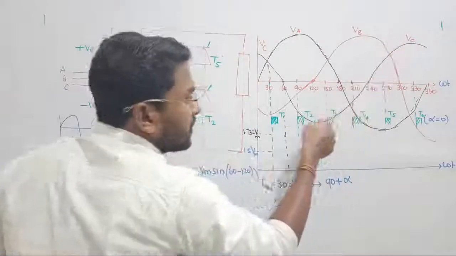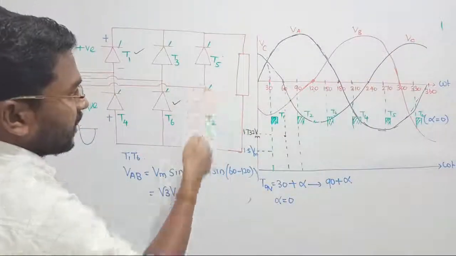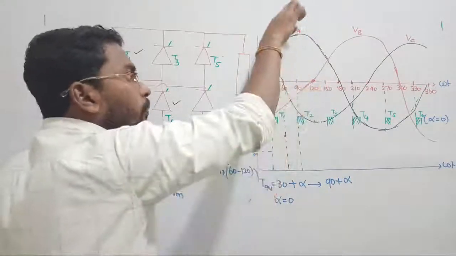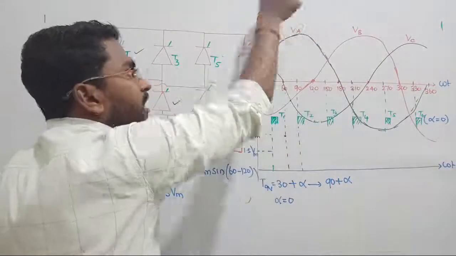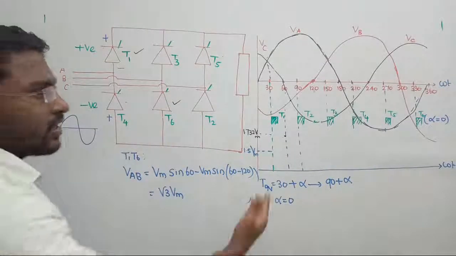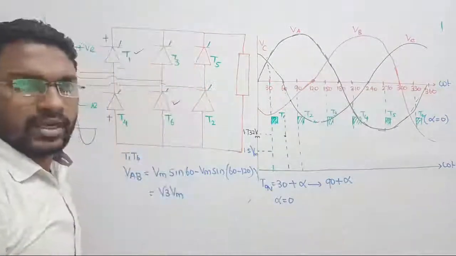In this zone, more negative is VC. The third line, phase C line, more negative in the sense T2. At the same time, who is more positive? T1, that is VA. So T1 and T2 will be in connection. You can observe it correctly from the waveform. That is what I told you.